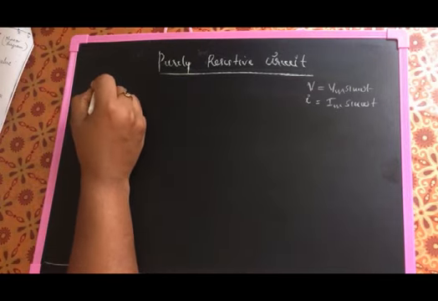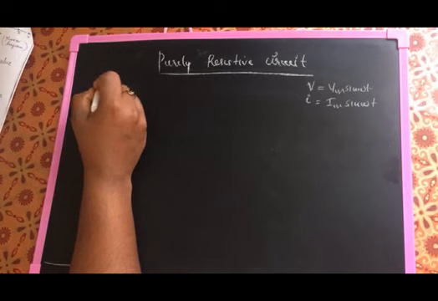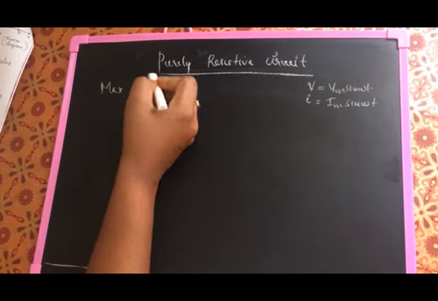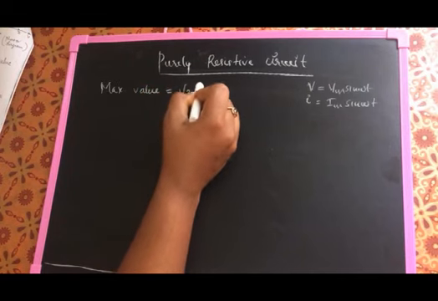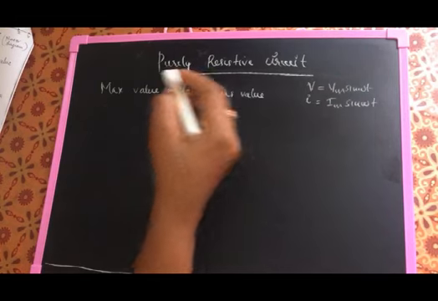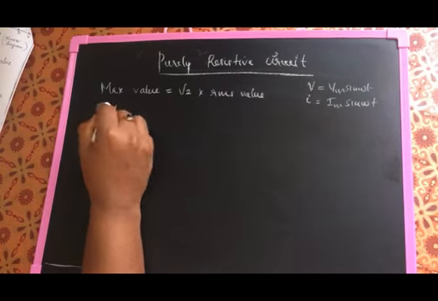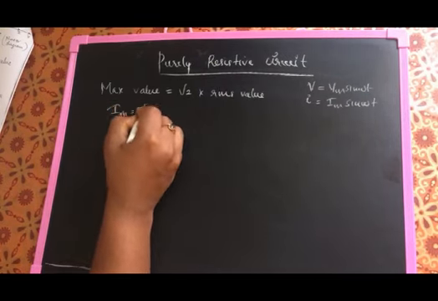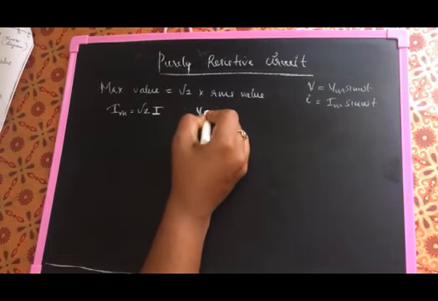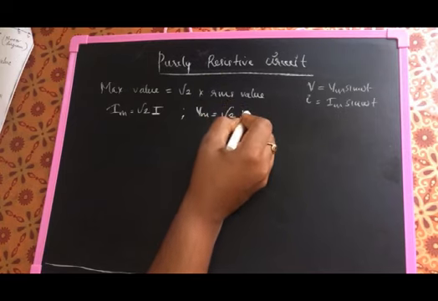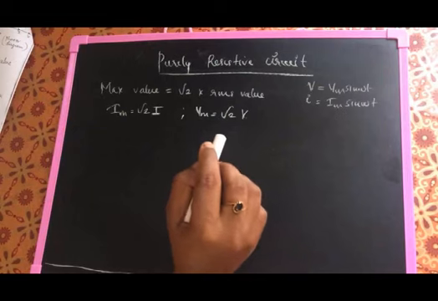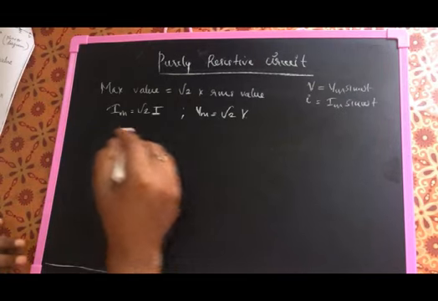The maximum value is equal to root 2 into the RMS value. That can be represented as Im is equal to root 2 into I, and Vm is equal to root 2 into V, where Im is the maximum value and capital letter I is the RMS value.